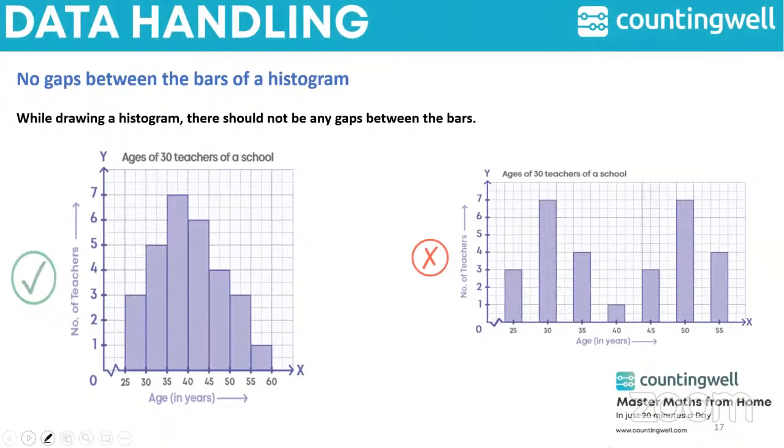Also, there should not be any gap between the bars of a histogram. So this one is correct, this one is not correct. The student has made bars taking 25 as the central point of that bar. So this is not the correct way to do it.